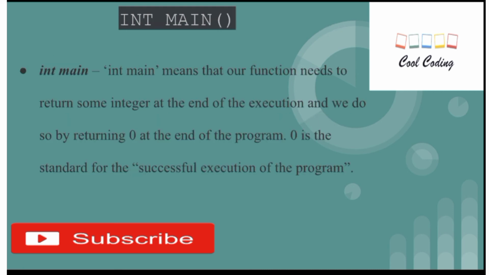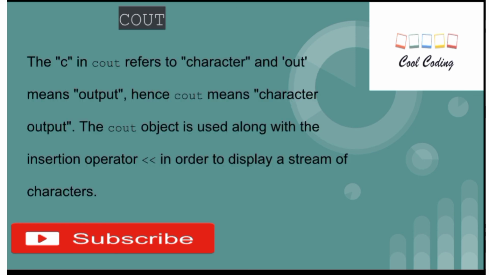int main. int main means that our function needs to return some integer at the end of the execution, and we do this by returning 0. We write at the end of the program return 0. So this is the returning execution, the end of the execution. By returning 0 at the end of the program, 0 is the standard for the successful execution of the program.